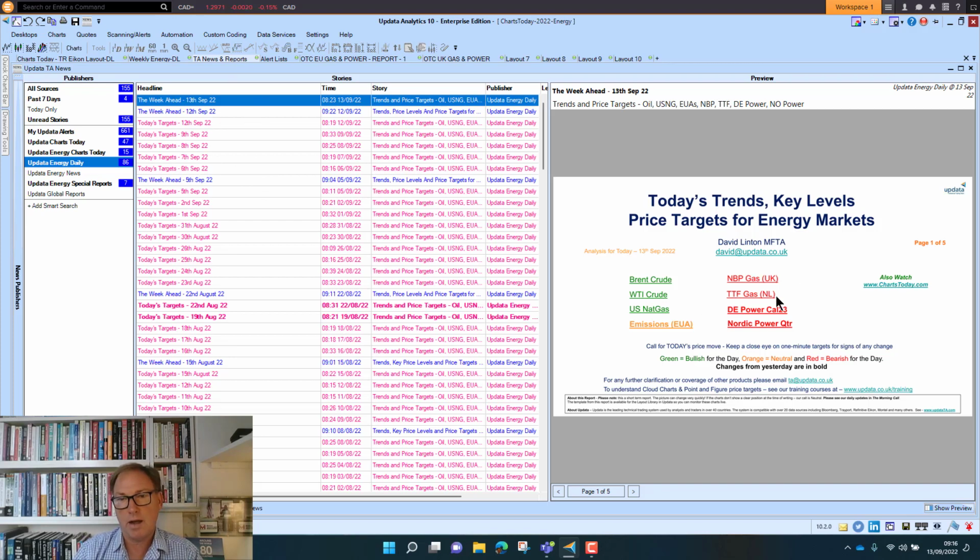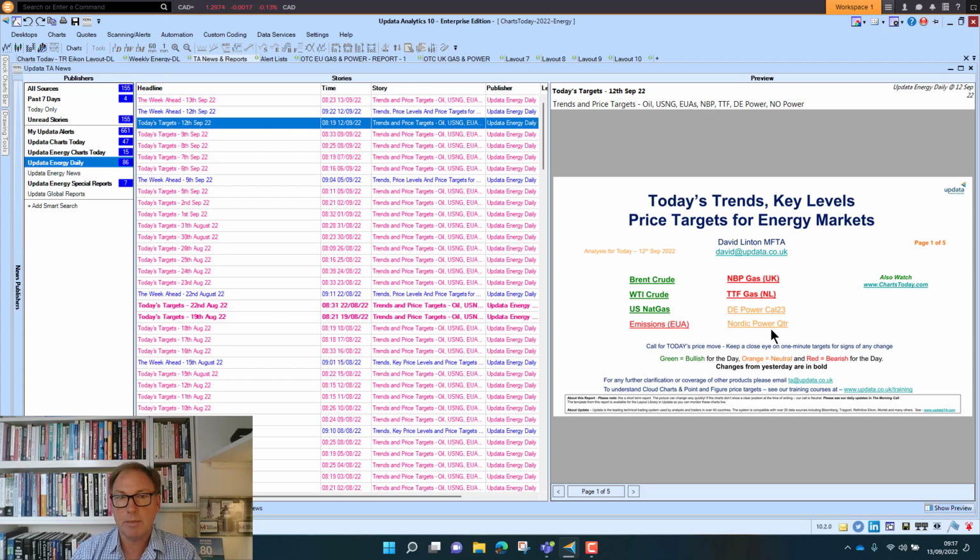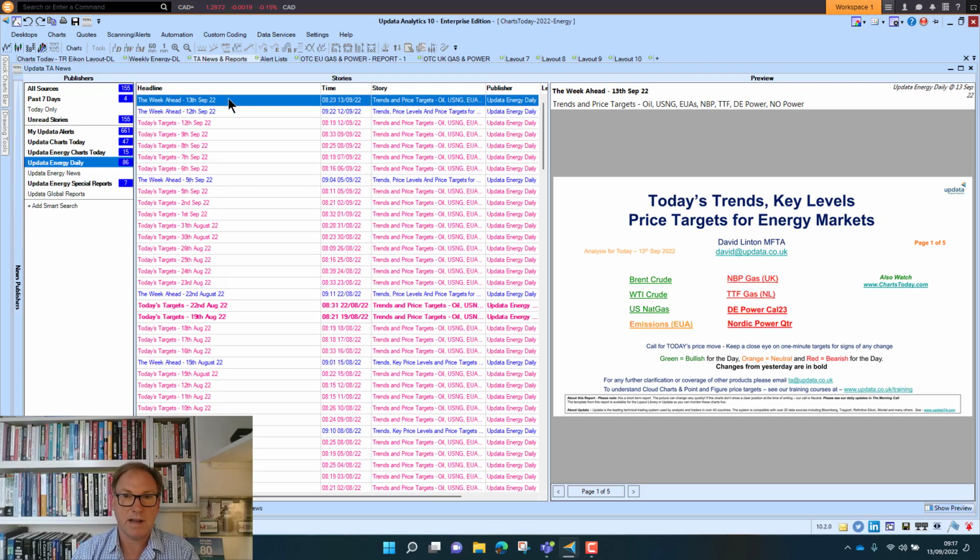Interestingly, just looking at the reports, we're bearish on gas and power this morning. No big surprises there. We were bearish for the week on gas. So this week ahead, we were bearish yesterday morning in our weekly report. And interestingly, we've just seen the power market starting to turn more bearish now as well.